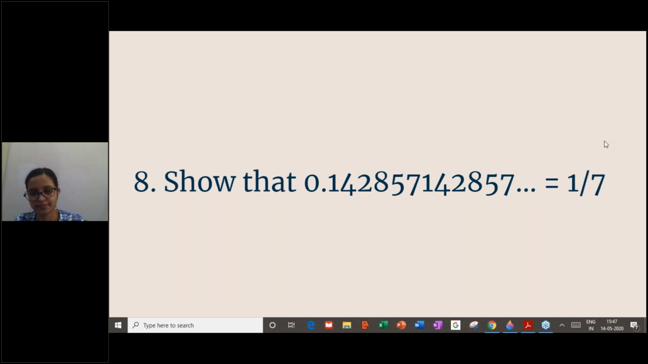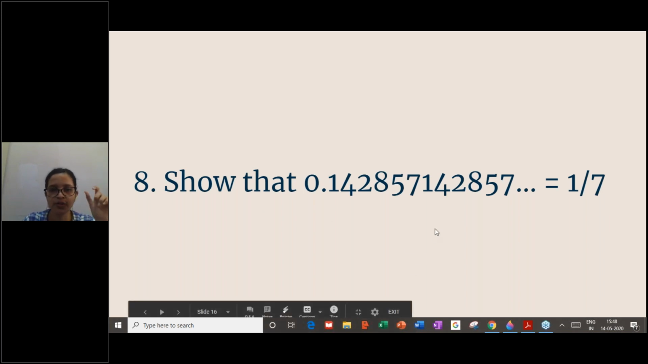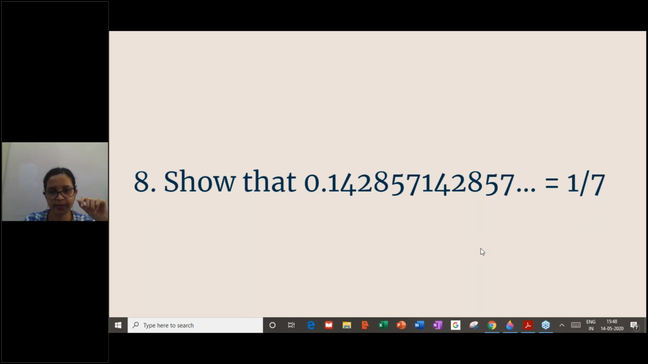Molly has sent. No, Molly, this is not the right way to solve it. You have to express the LHS in the form of p by q, like we were doing for the previous questions. So take x as 0.142857 because the digits after that are recurring. Then multiply it with the required amount of digits, subtract, and then you'll arrive at a fraction. Once you simplify that fraction, you should get 1 by 7.